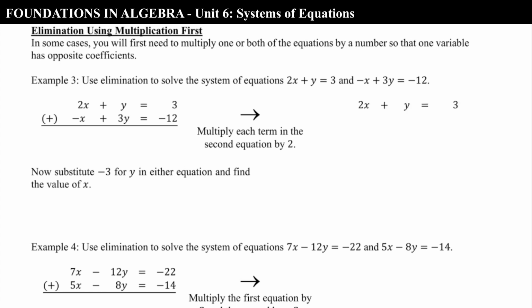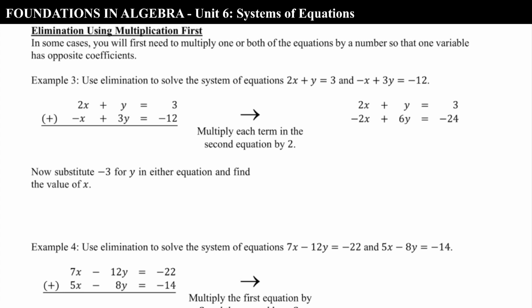So our first equation remains the same on the top. I'm going to multiply the second equation by 2. So negative x times 2 gives us negative 2x. 3y times 2 gives us 6y. And negative 12 times 2 is negative 24.